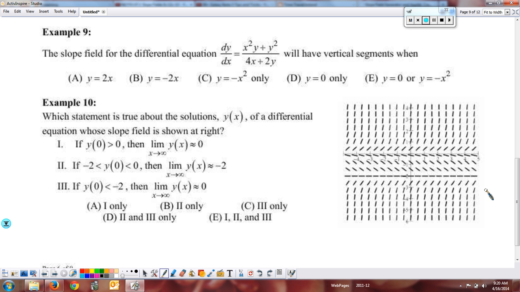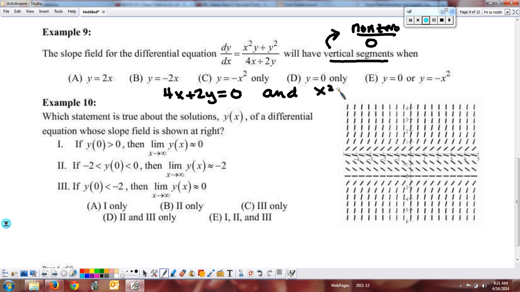Oh, example 9. We're looking at the slope field, and we want to know when you will have vertical segments. Okay, let's remind ourselves, vertical segments occur when you have a non-zero over a 0. So we need the bottom. This looks complicated, but it's really not a hard problem. I know that this is going to happen when 4x plus 2y equals 0, and the top, x squared y plus y squared, does not equal 0. That's what I'm basically looking for.